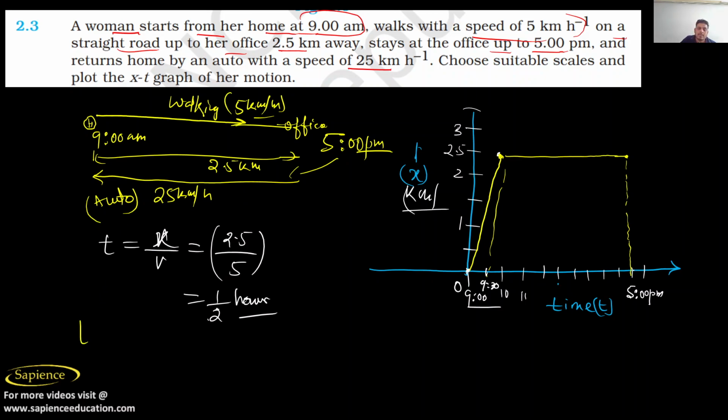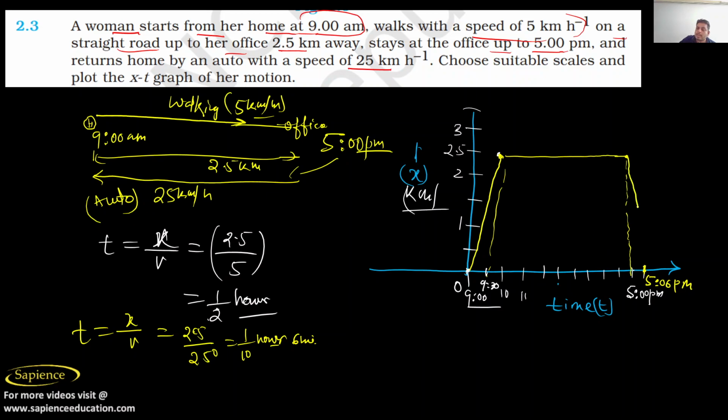So time required for home is equal to distance by velocity, but she returned home by auto. So distance is how much? Distance is 2.5 kilometer divided by velocity of auto, which is 25. So from here we can say that this is 1 by 10 hour. So 1 by 10 hour means what? 6 minutes, within 6 minutes. So can we plot this, that at 5:06 p.m. she will arrive at home.